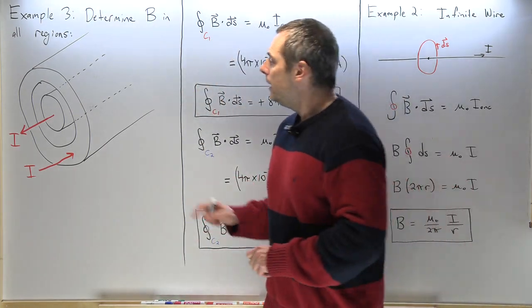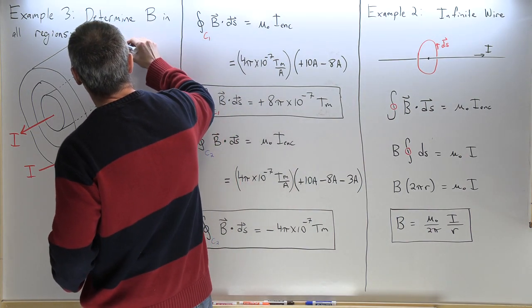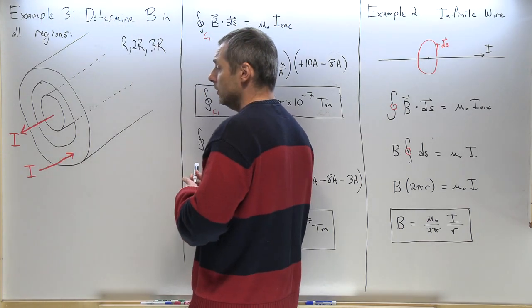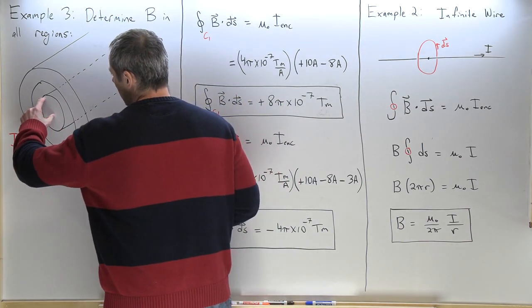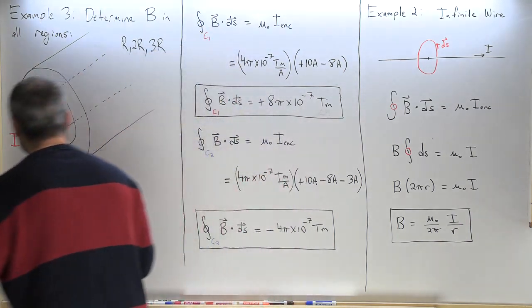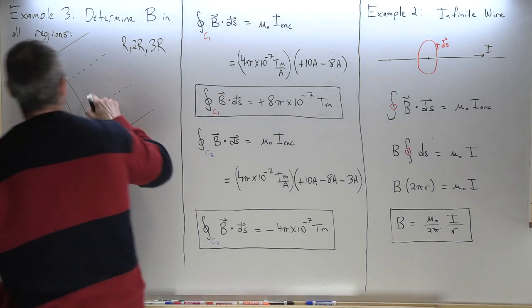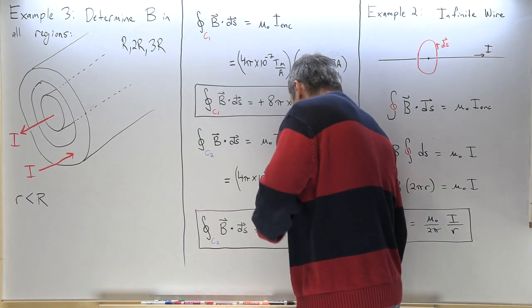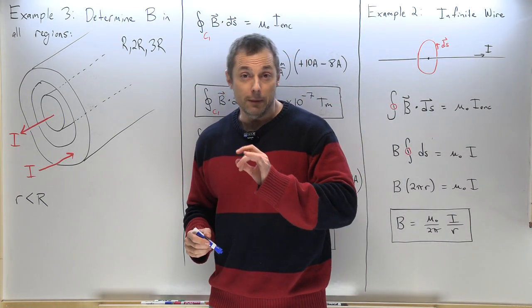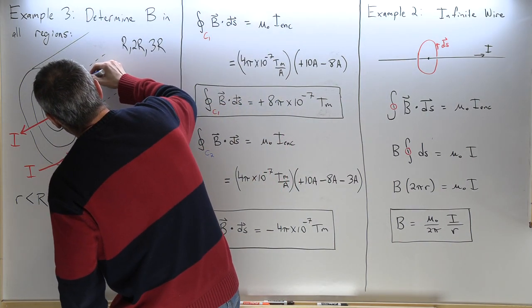Where I'm going to begin is the inner region, which, by the way, this is R, 2R, and 3R are the 3 critical radii. R, 2R, 3R. So let's begin for r less than capital R. In other words, inside this inner conductor. So what I need to do is pick an Amperian loop because I'm going to apply Ampere's law to find the magnetic field everywhere. The Amperian loop will not be a rectangle.